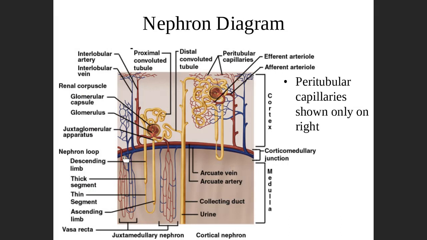Blood supply that goes in. Note that the arcuate arteries and the arcuate veins are what separate the cortex from the medulla. Sorry, give me a second. I'm going to stop here.